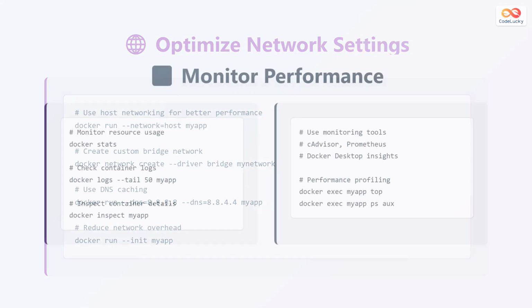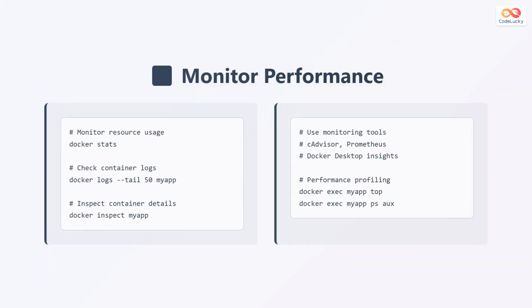To ensure optimal performance of your Docker containers, it's essential to monitor their resource usage and identify potential bottlenecks. Use docker stats to monitor CPU, memory, and network usage of your containers in real time. Check container logs using docker logs to identify errors or performance issues. Inspect container details using docker inspect to view configuration and metadata.